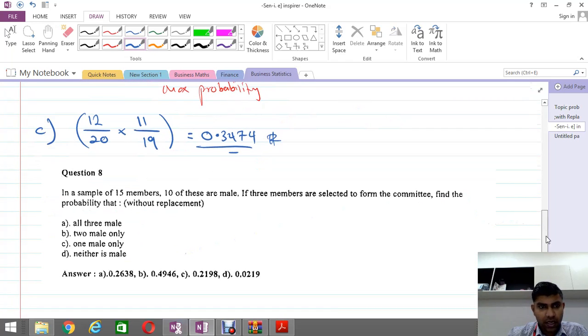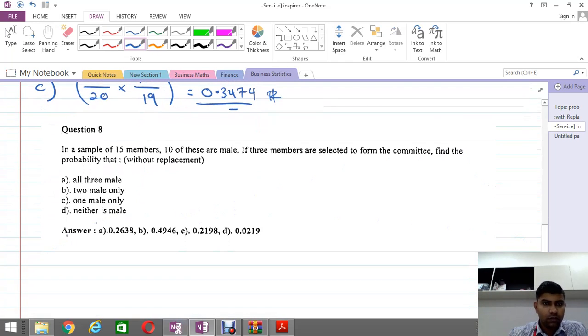Okay, let's try question 8 now. Look at that. In a sample of 15 members, 10 of these are male. Okay, so balance 5 are female. If 3 members are selected, now you have to select 3. Okay, to form the probability, find the probability without replacement. Just now we did 2, now we need to do 3.